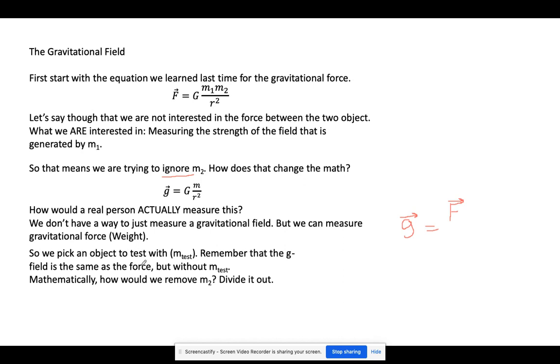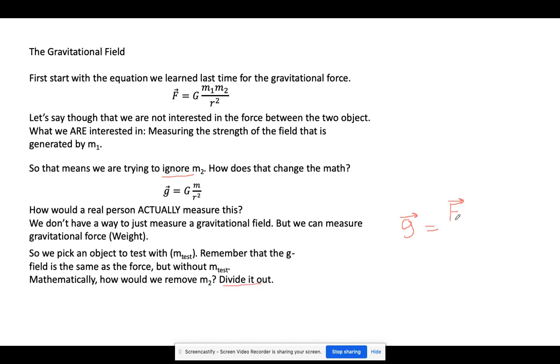So what we do is we pick an object to test, and here we're just going to call that it's got mass, and so its mass is m test. Remember that the g field is the same as the force, but without m test. So mathematically, how do we remove m2? Look at this equation. We just got rid of m2. How would we get rid of m2 mathematically? We would have to divide it out.